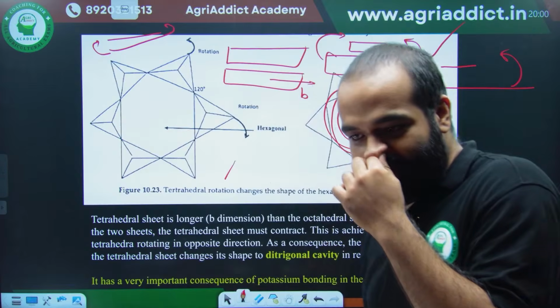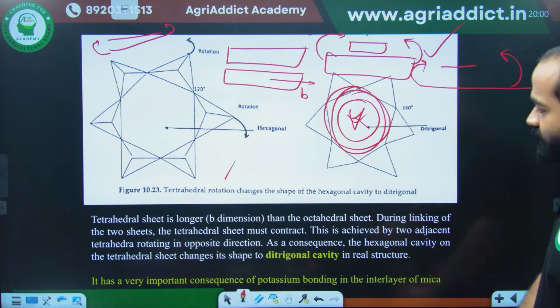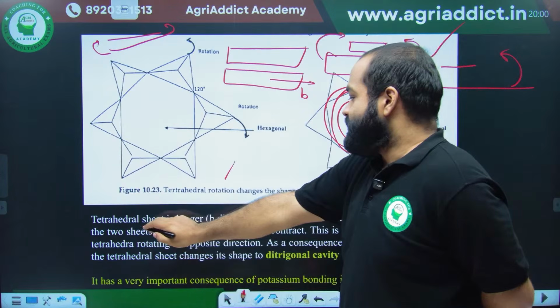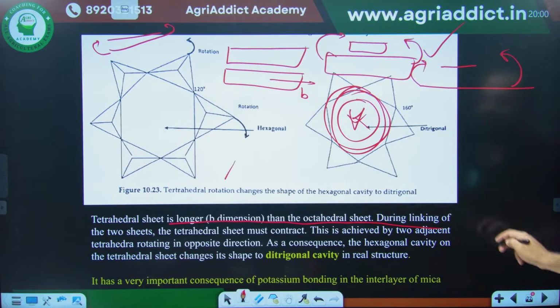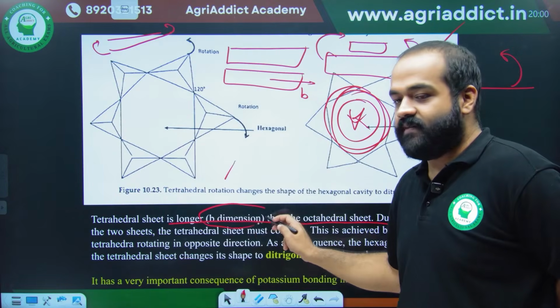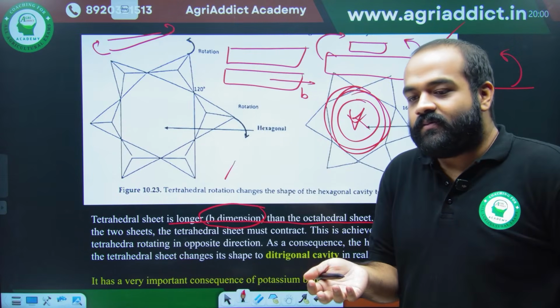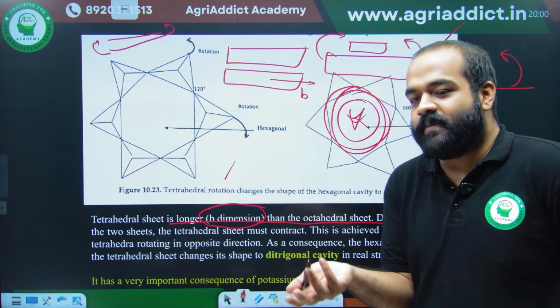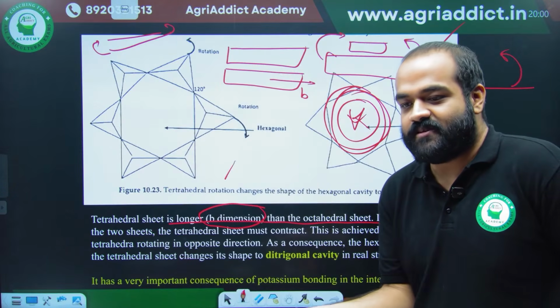Please, if you would write, I would be very happy. Let us read here once again: the tetrahedral sheet is longer than the octahedral sheet in the B dimension. Here I have mentioned it for you. If you have understood, please drop anything in the live chat, any thumbs up, anything.